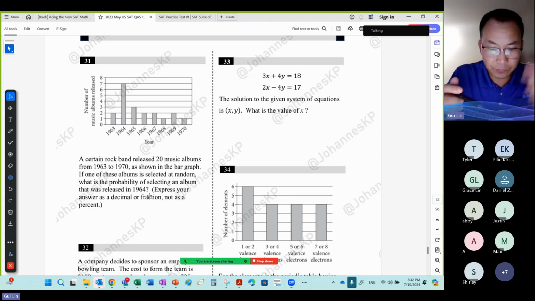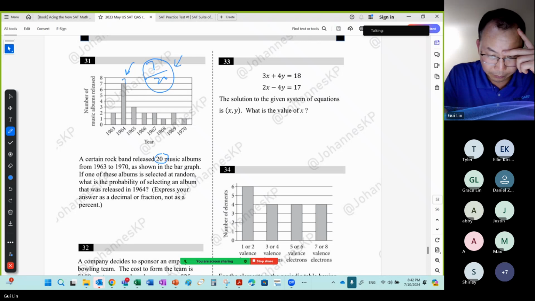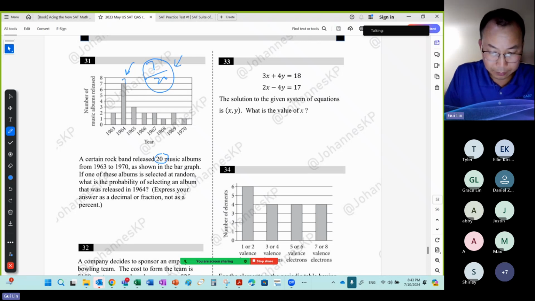what is the probability of selecting an album that was released in 1964? So 1964 is actually the number 7, right? The total they told us is 20, so all the numbers added together is 20. So if you pick one out of the 20, there's a 7/20 chance it was selected from this year, right? That's right. Express your answer as a decimal or fraction. So 7/20. That's it.